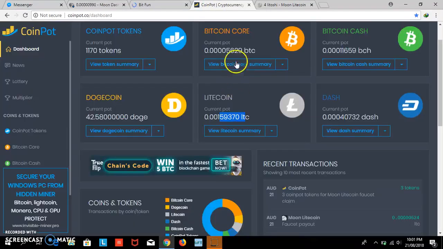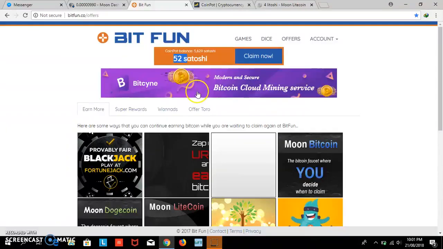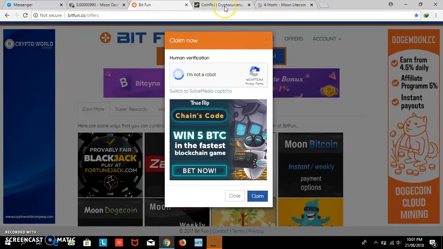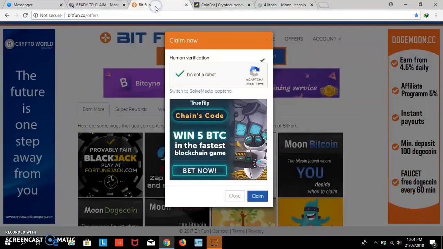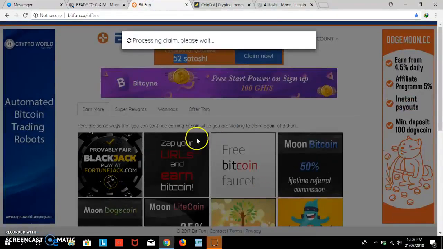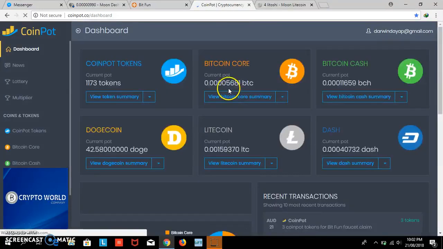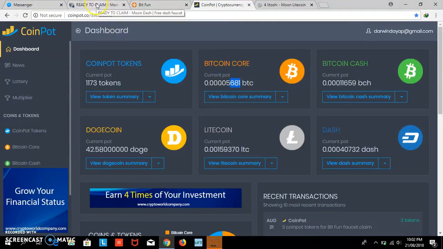52 Satoshi will go to the Bitcoin Core. So 5,629 Bitcoin plus 52 Satoshi. So this Bitcoin Core is the BTC. This is linked to your coins.ph if you have. Let's claim, then refresh. 629 and 681. So same email and one password.